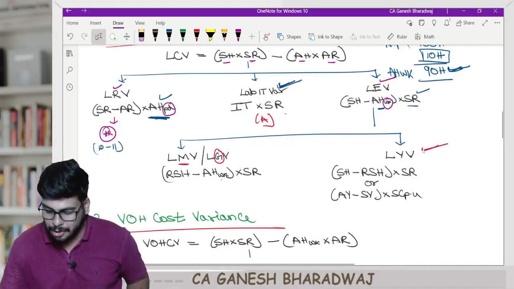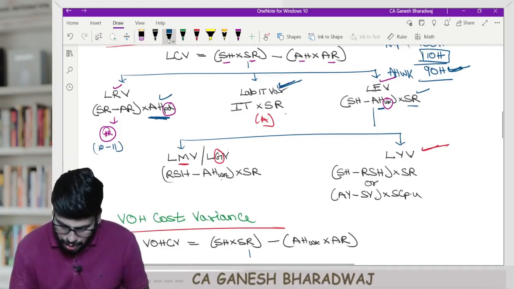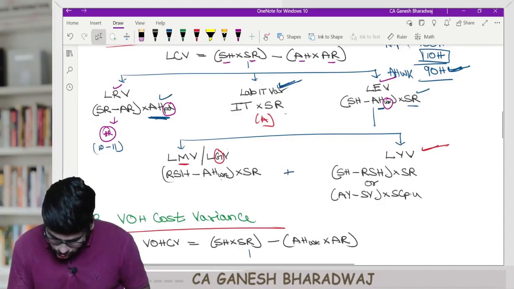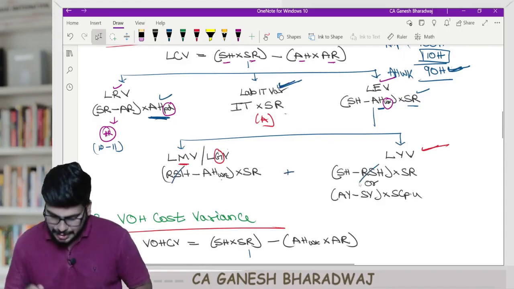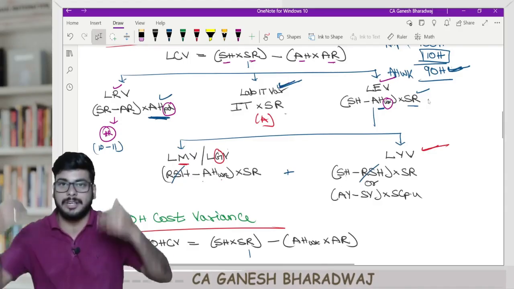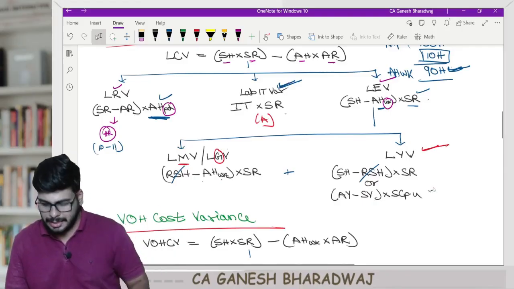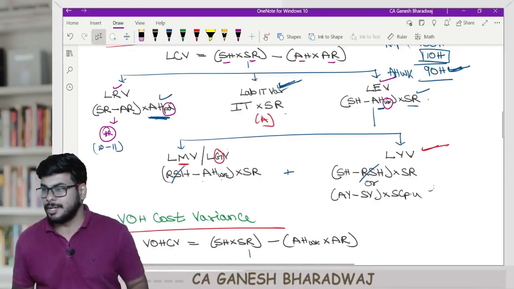And on the other side, you have the labor yield variance, which is nothing but the balancing figure. If you see overall, if you add these two, this gets knocked off. RSH is there, minus RSH. These two get knocked off. You have standard hours minus actual hours worked into standard rate. You get the topmost figure. Clear with this? But there's also another formula, which is actual yield minus standard yield into standard cost per unit. Are you clear with this, guys?